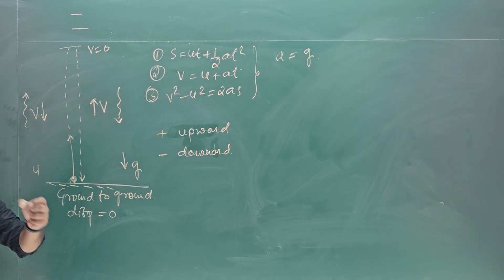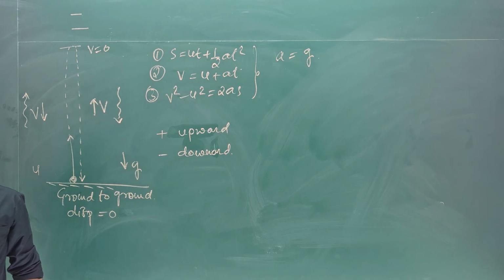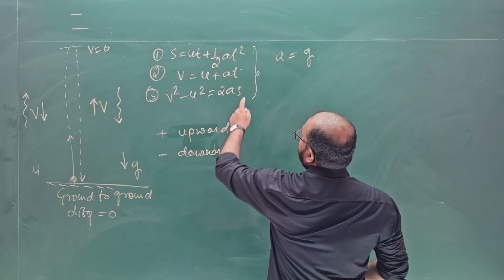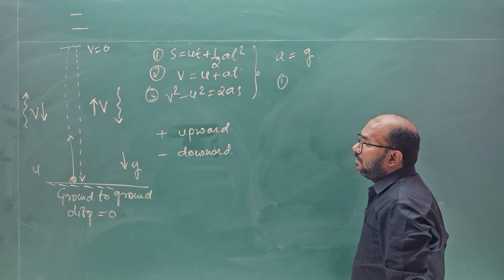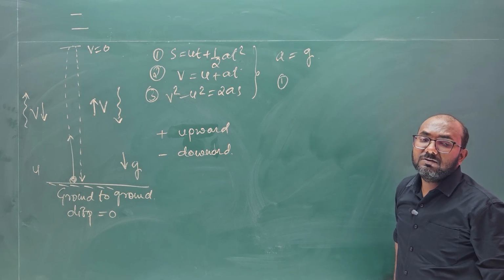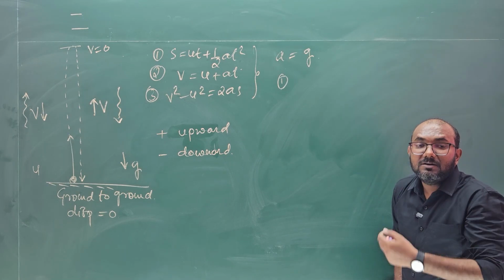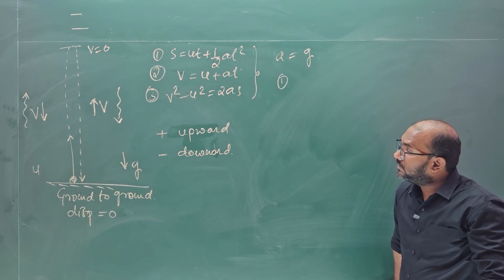Okay. Whenever it is coming in the downward direction, all the things are negative, and whenever it is going in the upward direction, all are positive. Now, for example, let us try to substitute this in the first equation. Considering the first equation, what is the displacement when the object is thrown from the ground and when it is reaching back to the ground? 0.